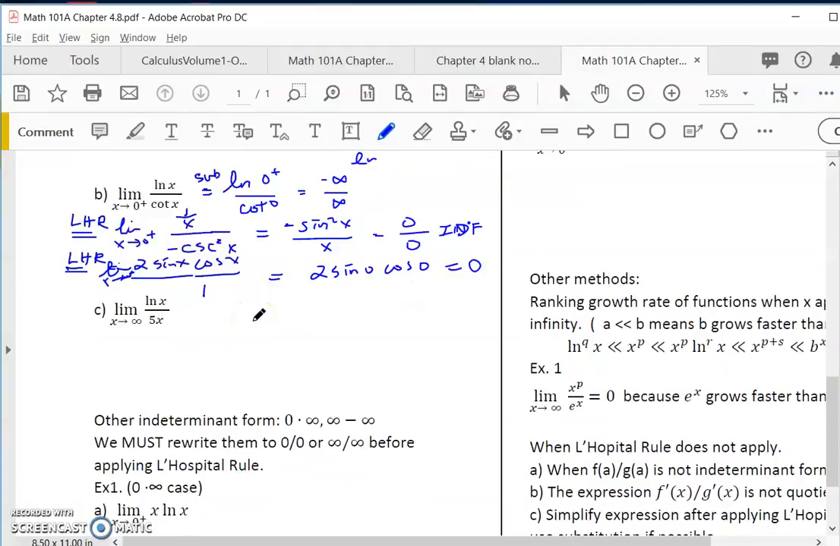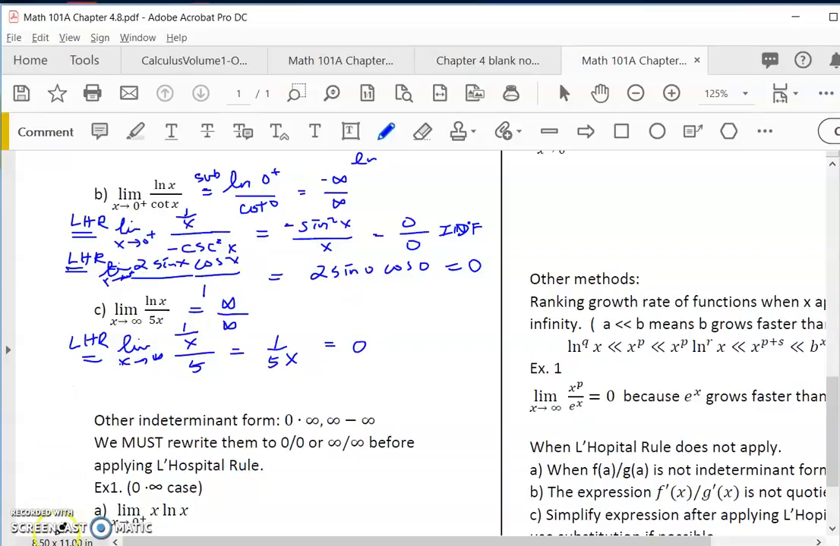C, limit of ln x over 5x. So plug in: ln infinity is infinity, 5x is infinity, so it's the infinity over infinity case. So we can do L'Hopital's rule. Same limit, x approaches infinity. What's the derivative of ln x? 1 over x. What is the derivative of 5x? It is 5. So it is 1 over 5x. But when x approaches infinity, 1 over anything, that is 0.